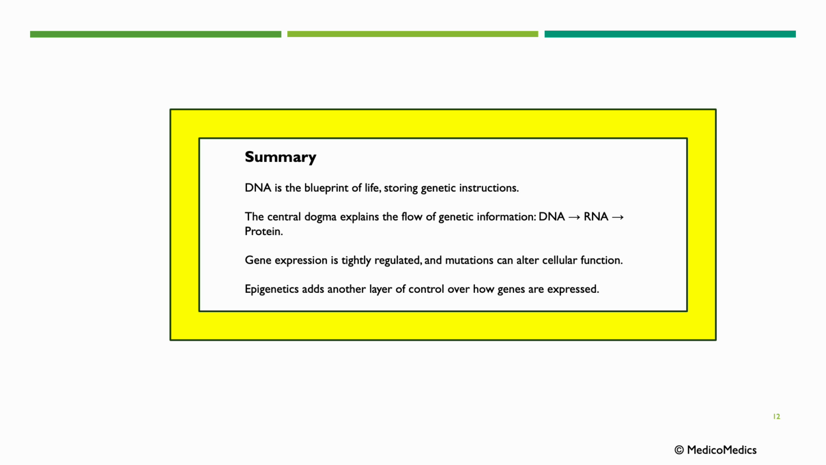So in summary then, DNA is the blueprint of life, storing genetic instructions. The central dogma explains the flow of genetic information, DNA to RNA to proteins. Gene expression is tightly regulated and mutations can alter cellular function. Epigenetics adds another layer of control over how genes are expressed.